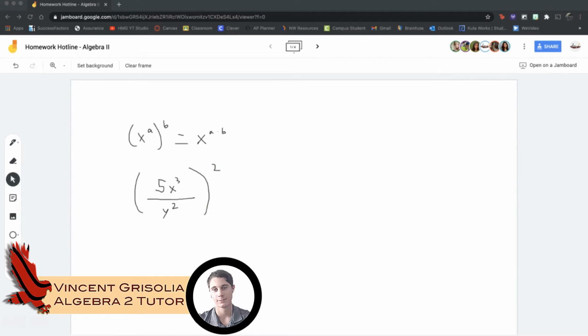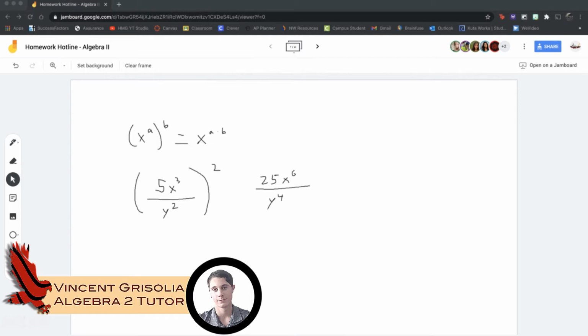So we start with our numerator. We square the number first. We square the 5 first, 25. And this is where we apply the power to power rule. x cubed, the exponent we're raising it to is 2. You multiply the exponents, 3 times 2 is 6. So it's 25x to the 6th over, now we work on the denominator, y to the 2nd, multiply the exponents together, which is y to the 4th. And that will be your answer for that one.